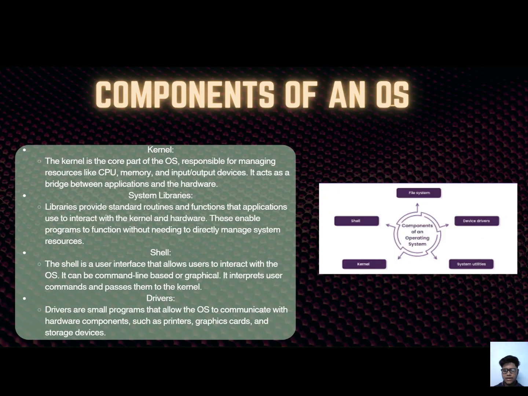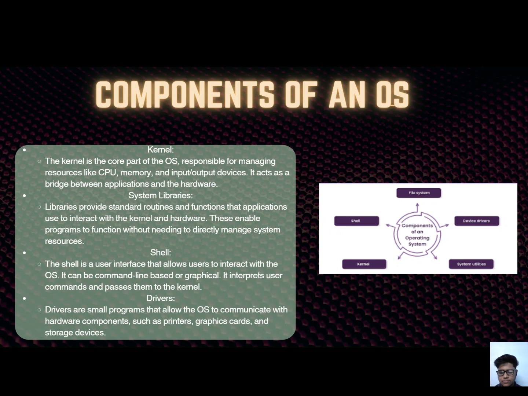Now let's look at the key components of an operating system. Let's start with the kernel. The kernel is the brain of the operating system. It is responsible for managing the system's resources like CPU time, memory, and input-output devices. The kernel decides which process gets the CPU and when. It ensures that each process gets the resources it needs.